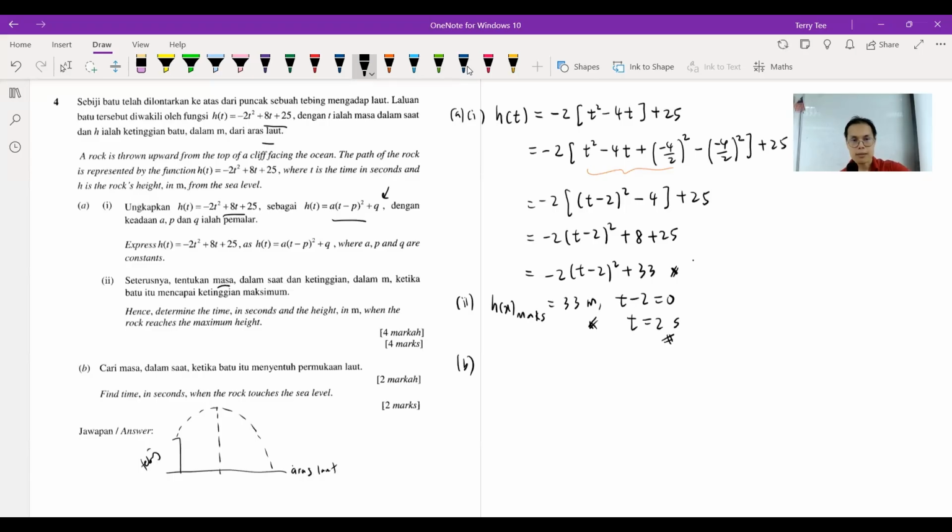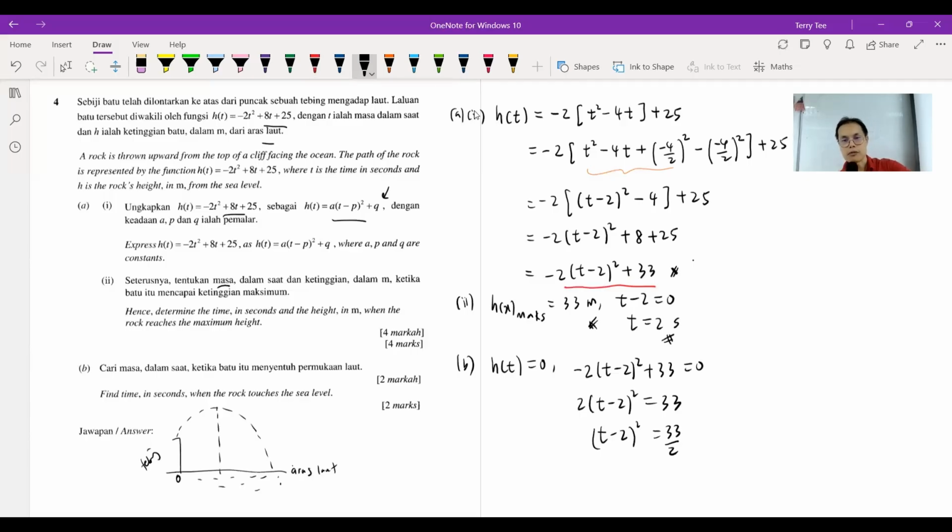B, cari masa dalam saat ketika batu itu menyentuh permukaan laut. So this is permukaan laut, right? So hit the surface of, that means when your h(t) is now 0. Okay, since I already have this, it's easier to just use this result. So I'm going to let -2(t minus 2) squared plus 33 be 0. Bring this over, I make this positive, divide by 2, 33/2. Okay, let me move out a bit.